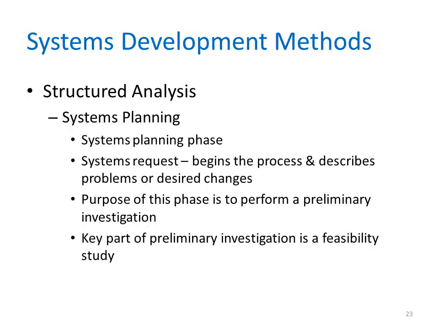The systems planning phase usually begins with some kind of formal request to the IT department called a systems request, which describes the problems or the desired changes in an information system or a business process. The purpose of this phase is to perform the preliminary investigation to evaluate the IT-related business opportunity or problem. It's actually the most critical step because all the other steps rely on this one. A key part of this preliminary investigation is what's called a feasibility study that reviews the anticipated costs and benefits and recommends a course of action based on operational, technical, economic, and time factors.